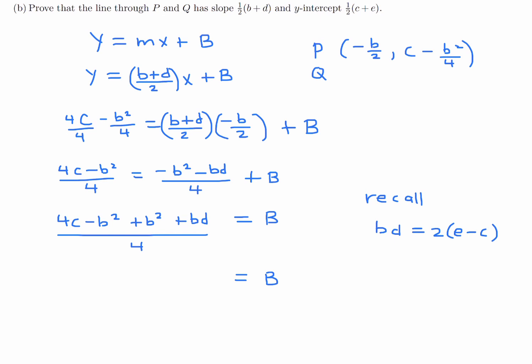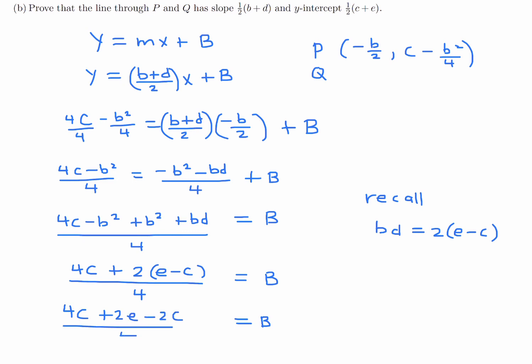Now, recall earlier we proved in part A that BD was equal to 2 times E minus C. So we're going to put that in. Notice these two cancel, which is very good. And all that's left with is 4C plus BD. But BD we had proved earlier is equal to 2 times E minus C, like that, all over 4. So we've got 4C plus 2E minus 2C all over 4.